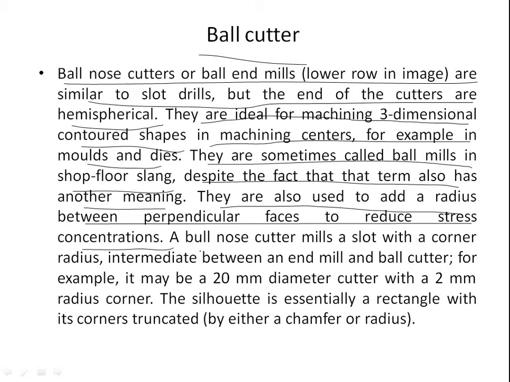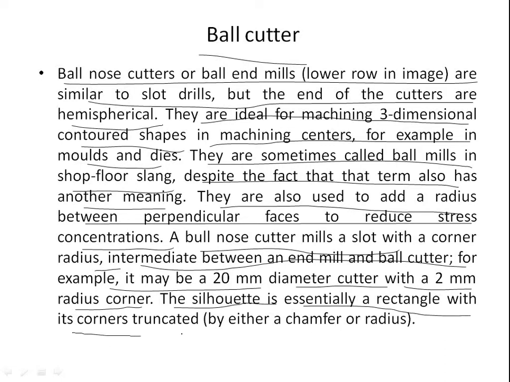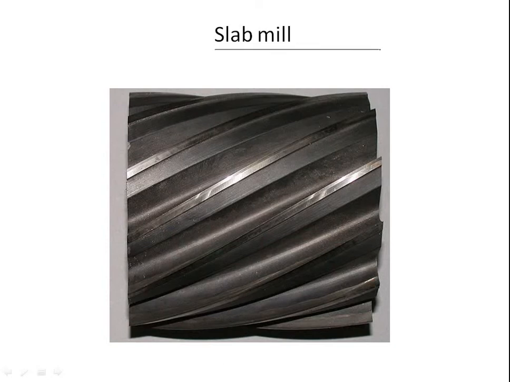A bull nose cutter mills a slot with a corner radius intermediate between an end mill and a ball cutter. For example, it may be a 20 mm diameter cutter with a 2 mm radius corner. The silhouette is essentially a rectangle with its corner truncated by the chamfer or radius. Next we will be discussing the slab mill.